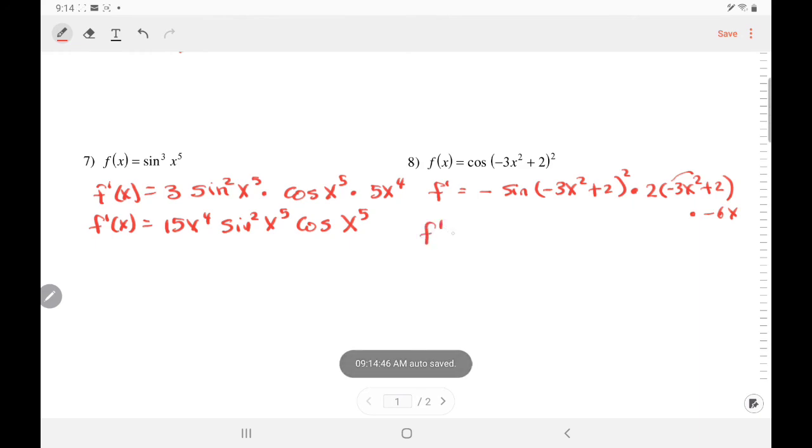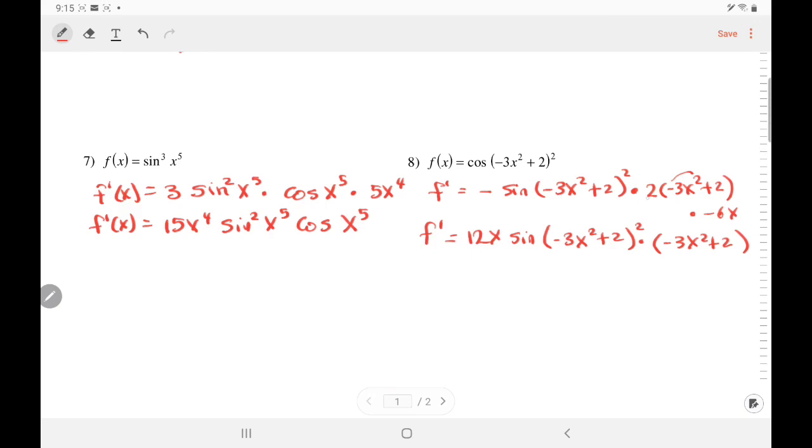So simplifying that, you have a negative times a negative, so it's positive, and 2 times 6 is 12. That x, and then we can write the sine of the inner function, negative 3x squared plus 2, squared, times the negative 3x squared plus 2. This 2 and this negative 6 were already multiplied and taken care of in front.